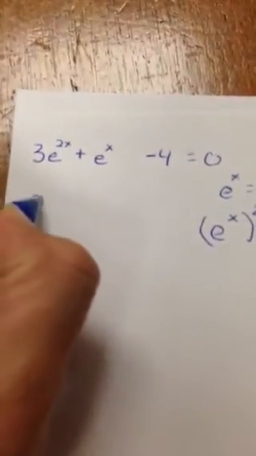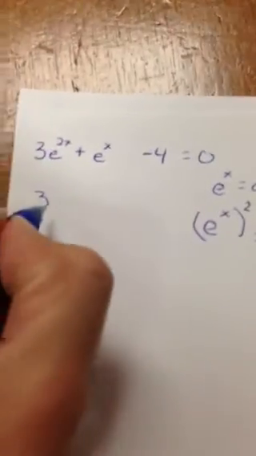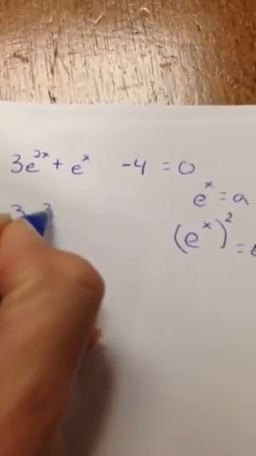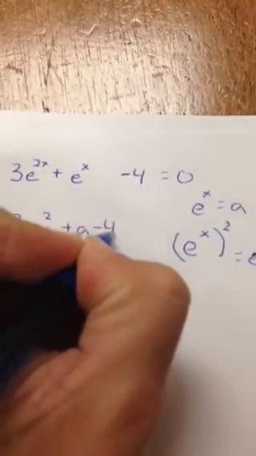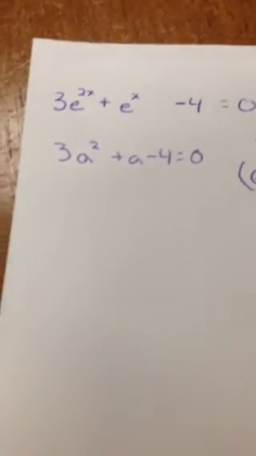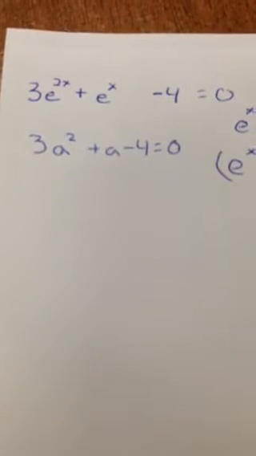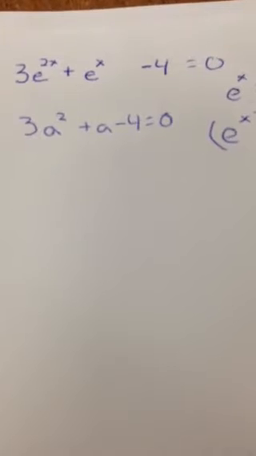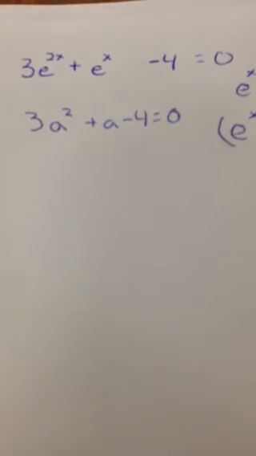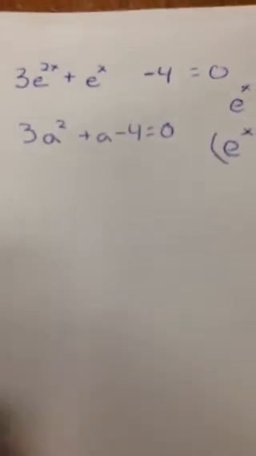Well, we have the number 3. e to the 2x is e to the x squared, or in this case it's a squared, plus a minus 4 equals 0. Now this is a quadratic, so we can solve this in a number of ways. We could do the quadratic formula. We could complete the square, but that will be very hard in this situation. The easiest way here is just going to be to factor.